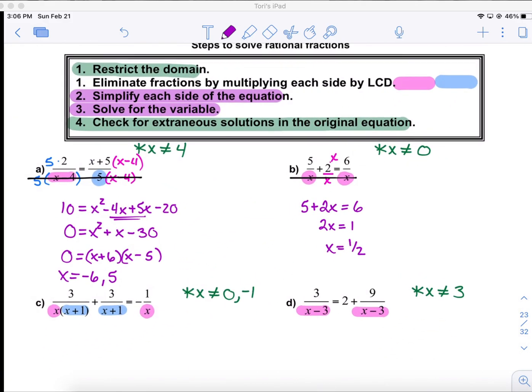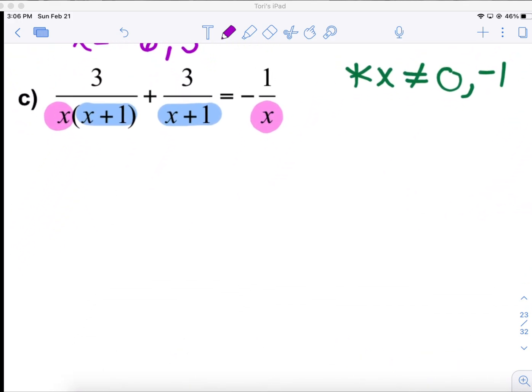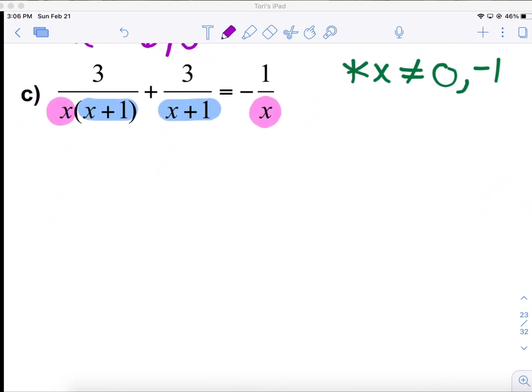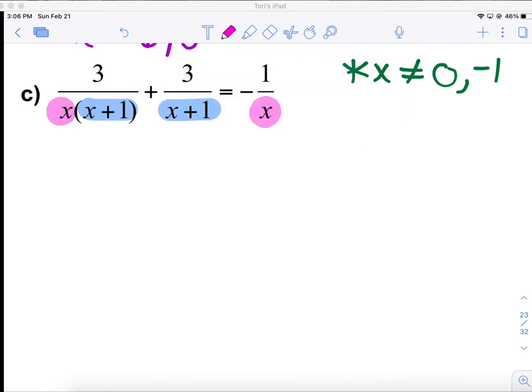Okay. If you need to pause anything on A and B to write it down, go ahead and do that now. We're going on to C and D. All right, so for problem C, I have two different denominators. I have x's, and then I have x plus 1s. Any term that does not have an x, I'm going to have to multiply it. So this guy, I need to multiply him by an x, top and bottom. The last guy over here doesn't have an x plus 1, so I need to multiply him by that.